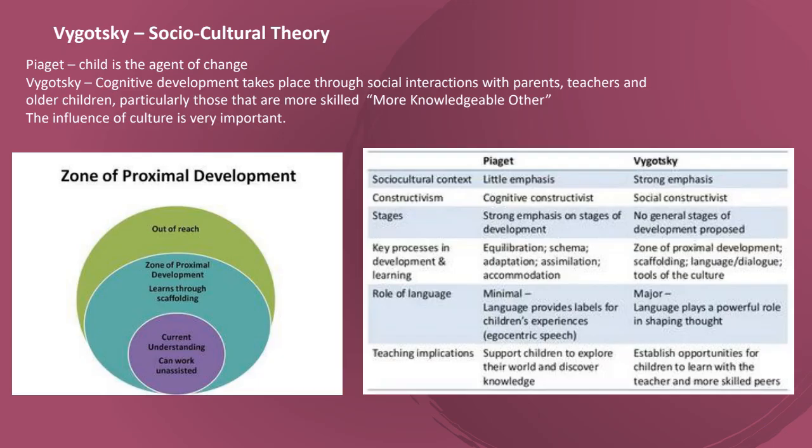So coming up opposing Piaget is Vygotsky, who's very relevant in education. Now, his is a sociocultural theory. So where Piaget said that the child themselves, with that biological drive, is the agent of change, Vygotsky is saying that cognitive development takes place through interactions with others. Okay, mainly who he calls more knowledgeable others. So that's a parent or a teacher. And the influence of culture is very important. So if you look, he has what he calls a zone of proximal development, where if you think about it in teaching and learning, a child doesn't know something.